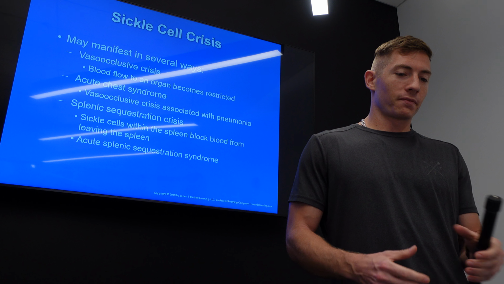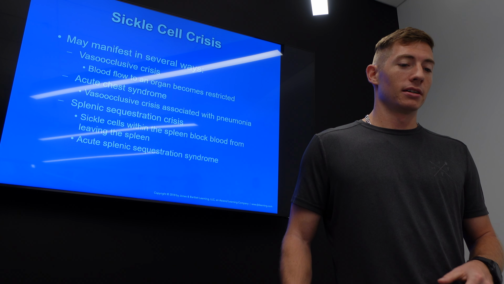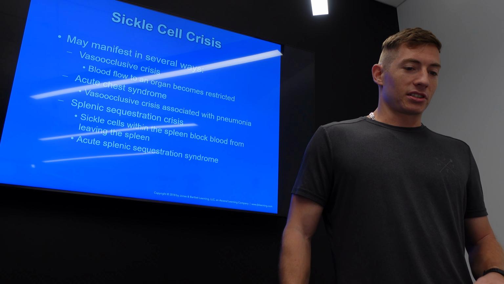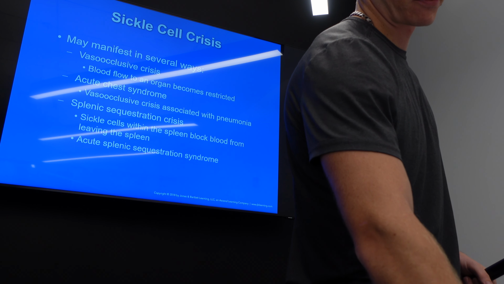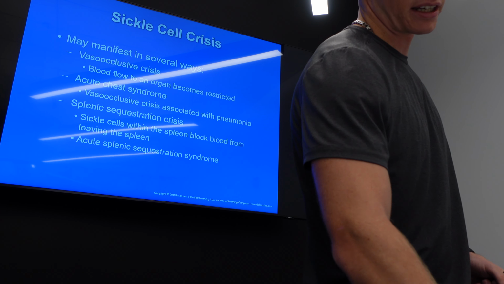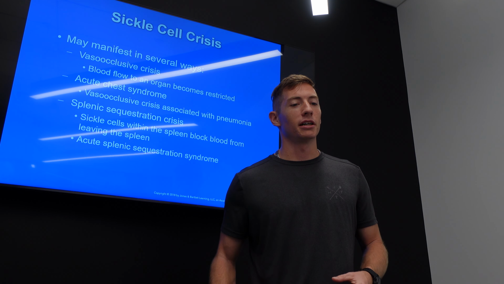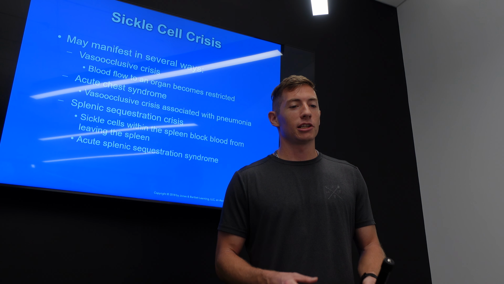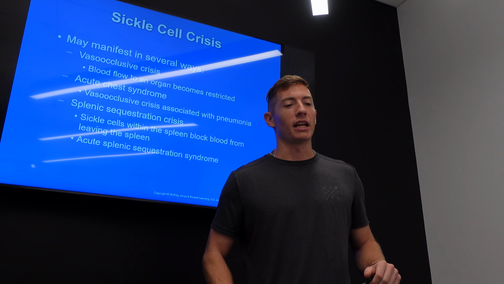Acute chest syndrome is a vaso-occlusive crisis associated with pneumonia. This is common, with signs and symptoms that include chest pain, fever, and cough. Splenic sequestration crisis: sickle cells within the spleen block blood from leaving the spleen. This results in painful acute enlargement of the spleen and a hard, bloated abdomen.